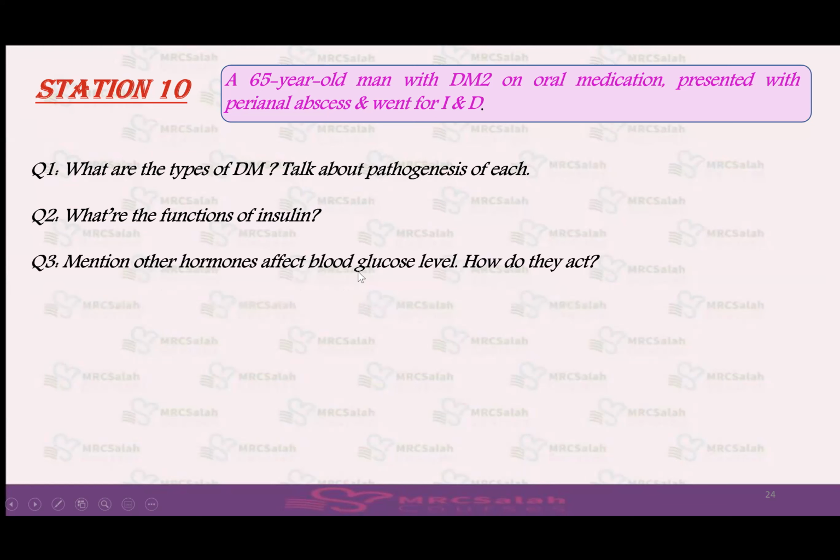Okay, mention other hormones that affect blood glucose level. How do they act, Dr. Widad? Glucagon, catecholamines like epinephrine and norepinephrine, somatotropin from the pituitary, and glucocorticoids. All of them increase blood glucose because they have an anti-insulin effect.